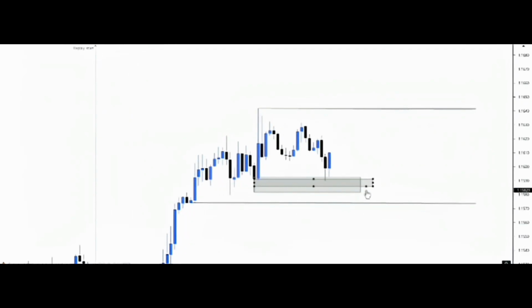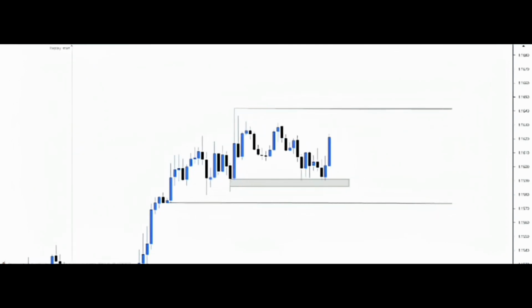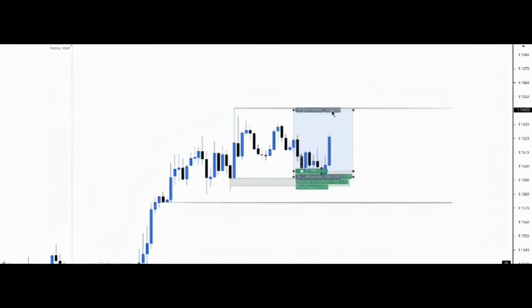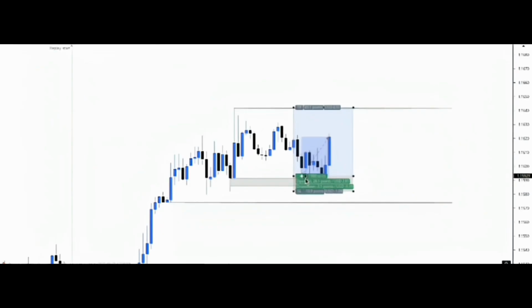So it has tapped into the 5M, so we can do away with this. Our 5M refinement has been tapped into, and therefore we can take our trade from there. I want to believe it can. Let's take our trade from there. Our TP at this zone, and then stop loss just below, give a buffer. So that's our trade. Let's see whether it will go our direction.